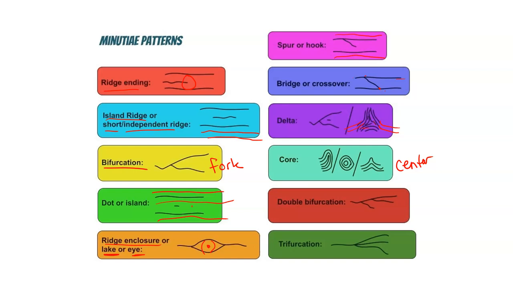Double bifurcation is just like our original bifurcation, only you're going to have two or more individual ridges that fork off of a main continuous ridge. This would be a double bifurcation, and then you have a trifurcation where instead of it forking and going two ways from a continuous ridge, it has three. So tri means three. Trifurcation is when one ridge splits into three individual ridges. Okay, these are all minutiae patterns. You're going to see all of these minutiae patterns within fingerprinting and within fingerprint analysis, especially when we start working on fingerprint analysis in class.